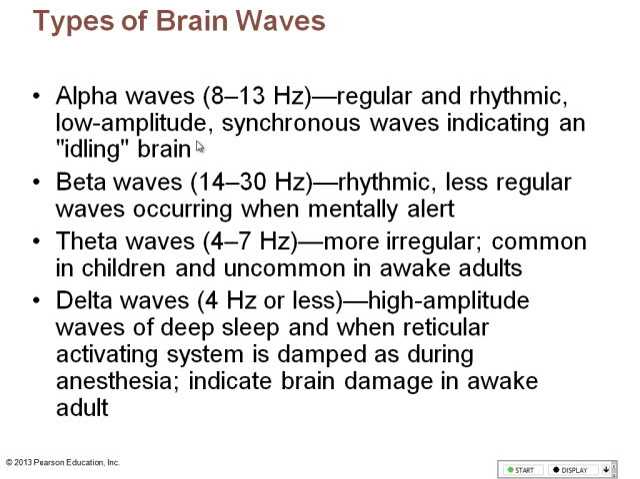They're less regular and occur when you're very mentally alert, or maybe when you might be a little less chill. Theta waves, much more irregular, 4 to 7 hertz, much lower, common in children but uncommon in awake adults.